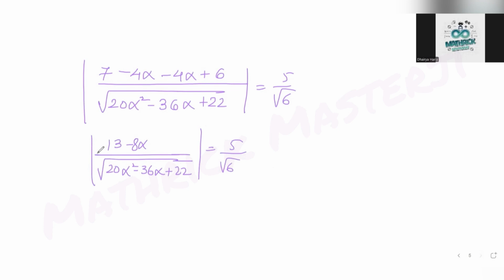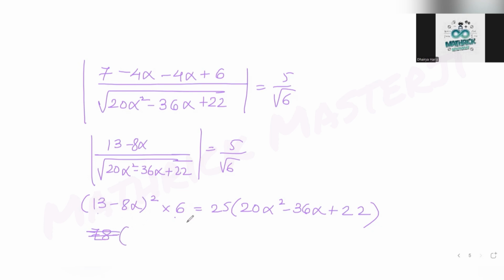So if I square them and further simplify that, I get 13 minus 8 alpha the whole square into root 6 squared, which is 6, is equal to 5 squared, which is 25, and square of this whole thing becomes 20 alpha square minus 36 alpha plus 22. So if I solve this, I get 13 times 6, 78 minus, oh, we have to further first square this and then we can multiply it. So first let's square it.